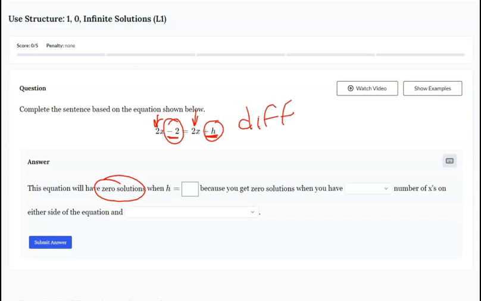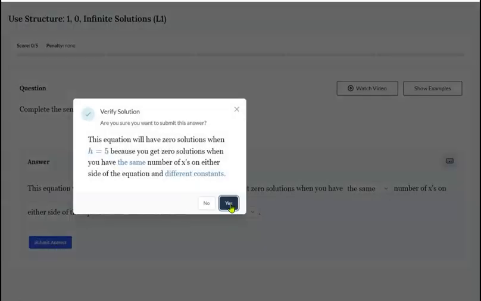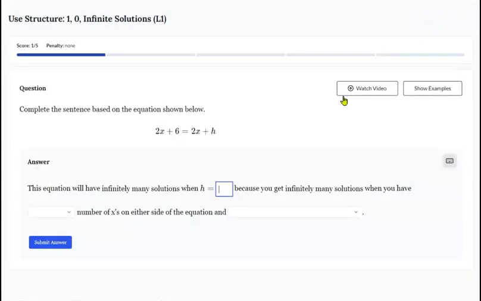So what they want you to do is to pick any number in the universe, but it has to be different than this. You can put any number you want in this box, but you cannot put a -2. So I think I'll put the number 5 here, because it doesn't matter. And then I have to talk about why I chose the number 5. I chose that number 5 because when you have the same number of x's, but you have different constants, you will have 0 solutions.